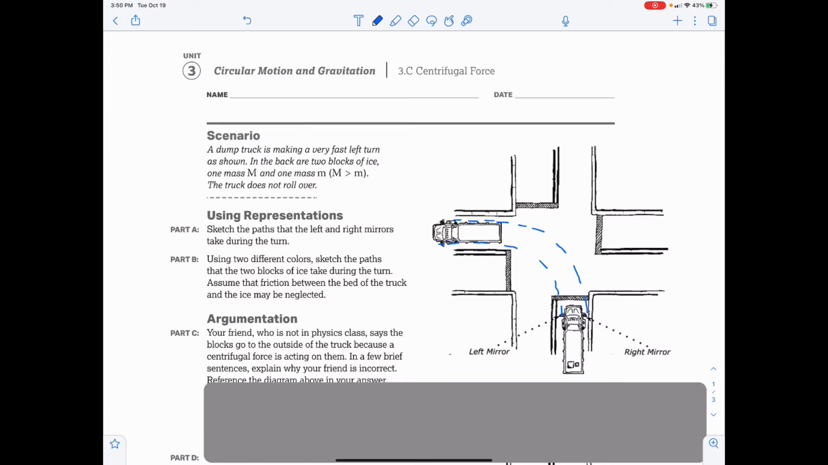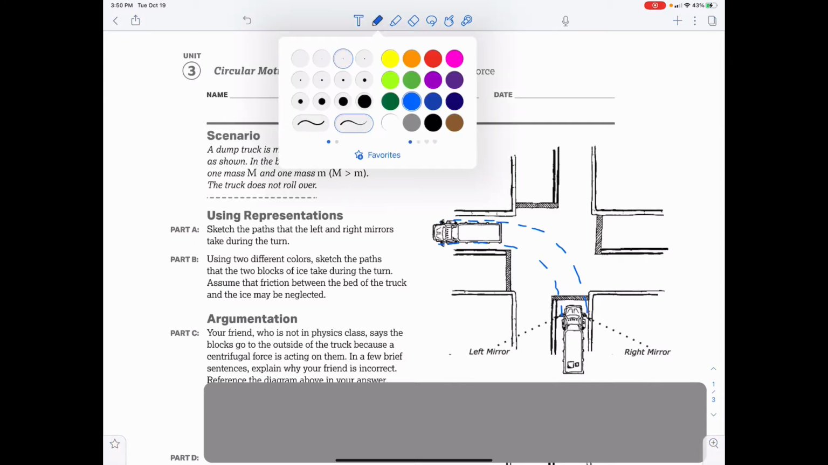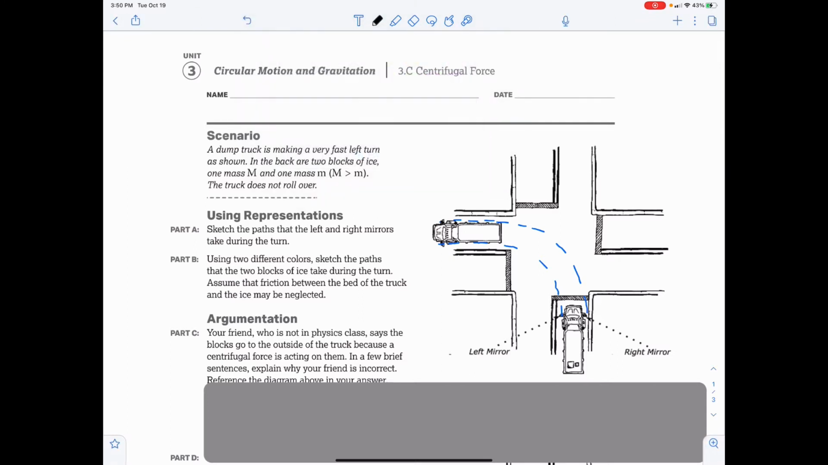Part B. Using two different colors, sketch the paths of the blocks of ice during the turn. Assume that the friction between the bed of the truck and the ice may be neglected. Well, the little block of ice wants to go straight. And the big block of ice also wants to go straight.